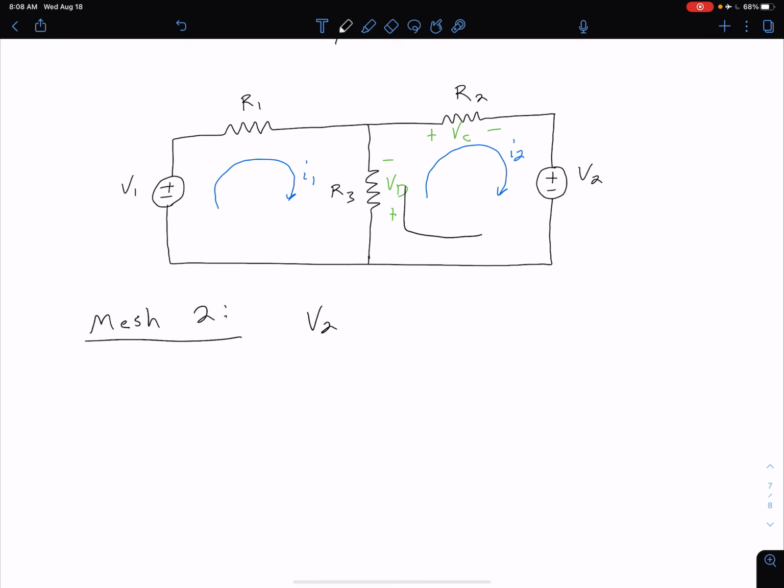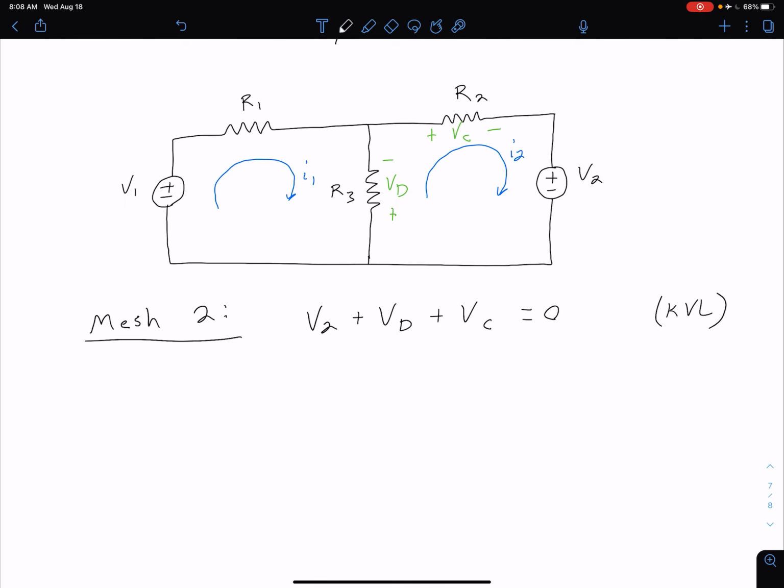We next go through VD, and again we hit the positive sign first, so we have plus VD. And then finally we go through VC, again hitting the positive side first, so we have plus VC. We're back where we started, so we set that equal to 0. And again, this is our KVL step.